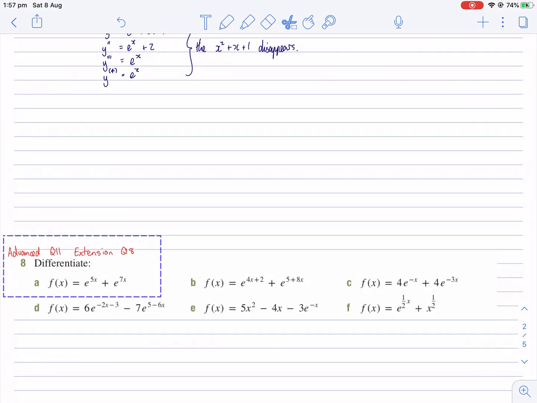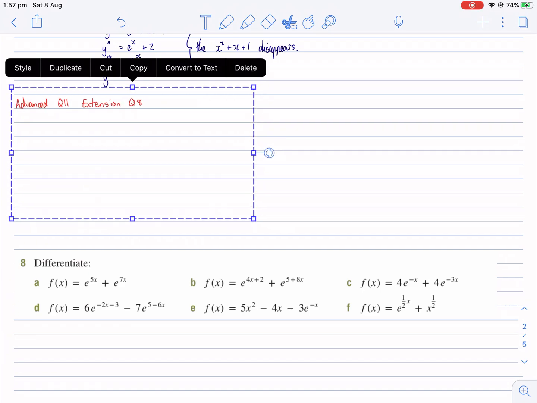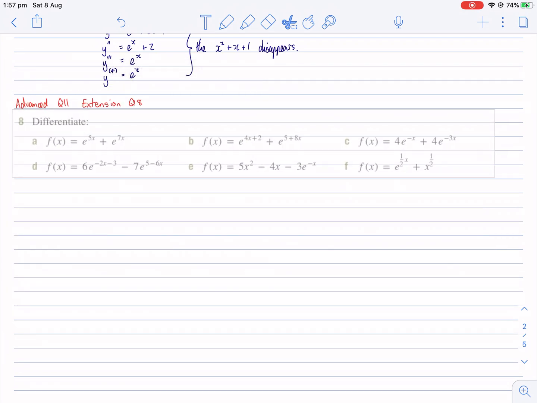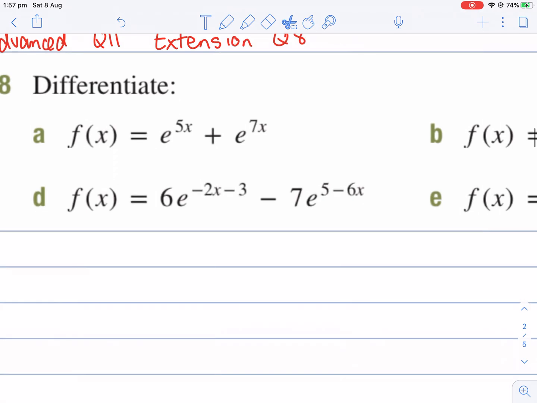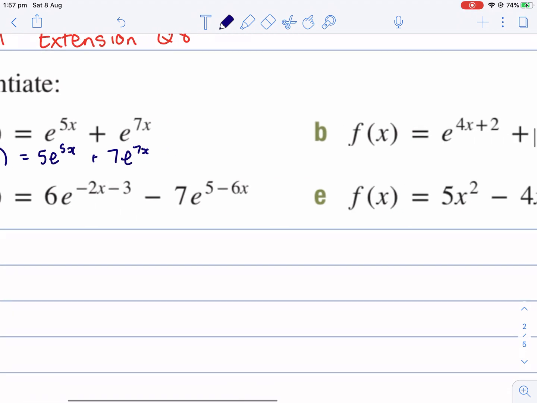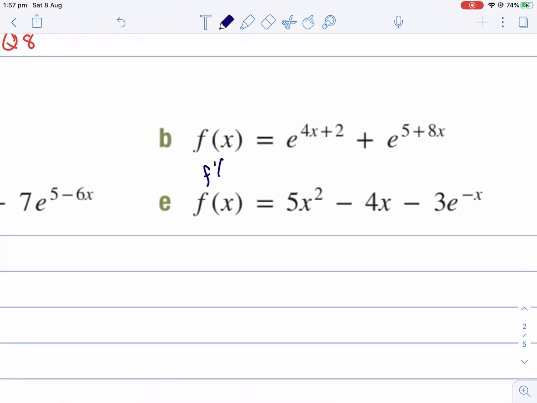Alright, question 11 for advanced, but 8 for extension. Each of these we're going to do individually, so f dash x is going to be 5e to the 5x plus 7e to the 7x. This one, f dash x, we've got 4e to the 4x plus 2, 8e to the 5 plus 8x, because remember, we're timesing it each time by the derivative of the power.